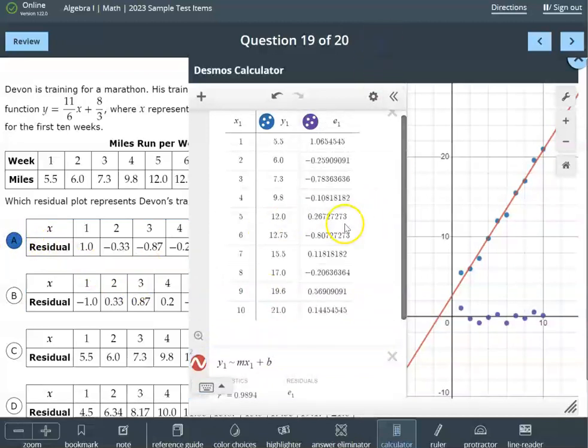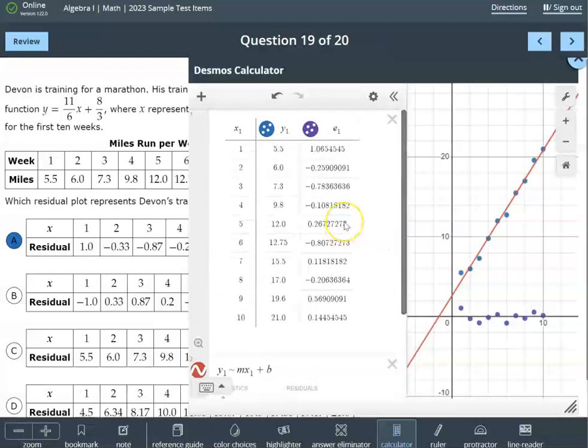So if you've never created residuals in your Desmos, super helpful. This problem would take forever if you were doing it manually, because what you would do is calculate the values in the table with this equation, and then you would subtract each one. Maybe it wouldn't take forever. You'd only have to do a few, but I would probably stick with the calculator. If you've never used it, go ahead and try it.